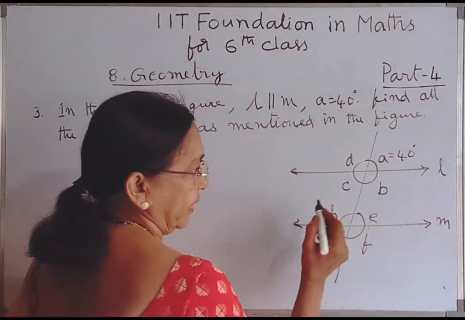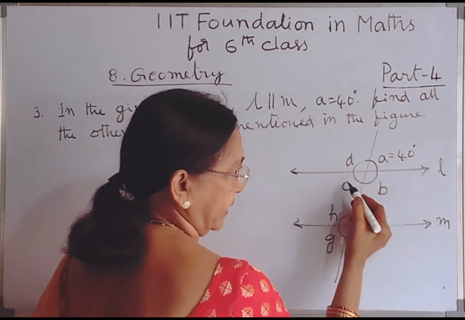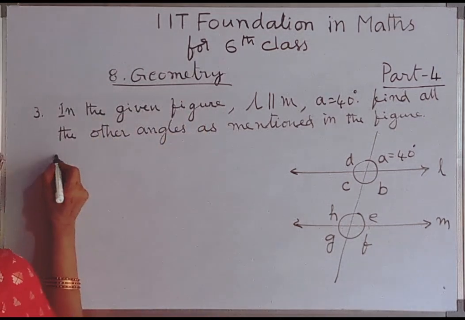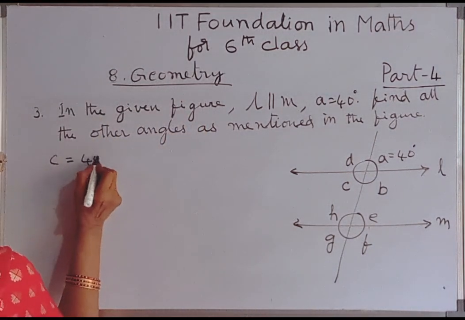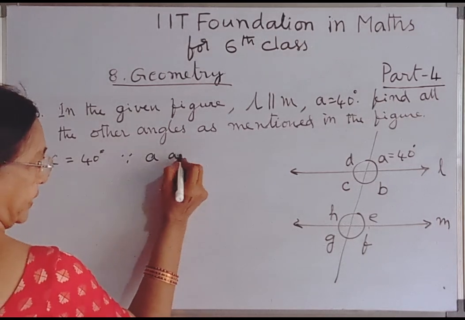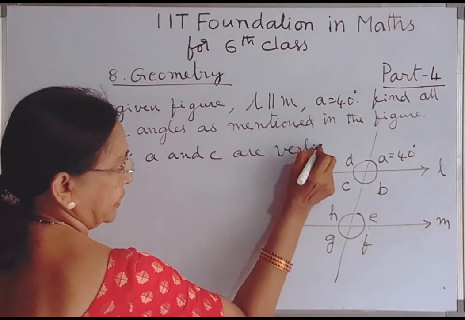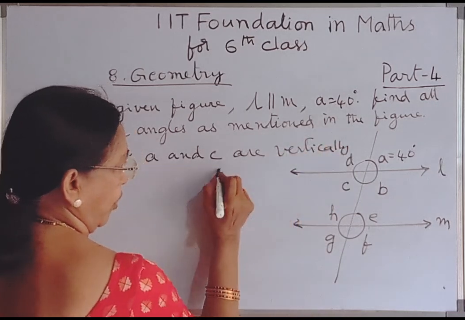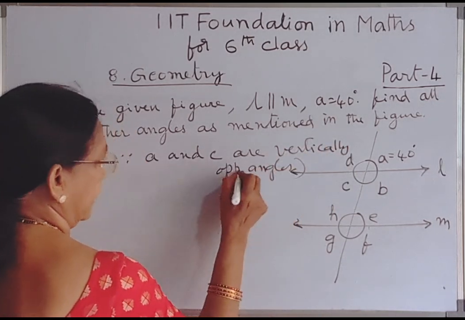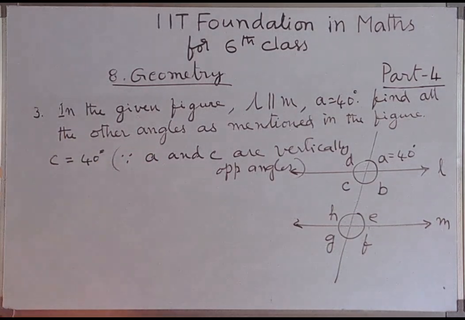So here C is also equal to 40 degrees because angle A and C are vertically opposite angles. Therefore C is equal to 40 degrees, because A and C are vertically opposite angles.